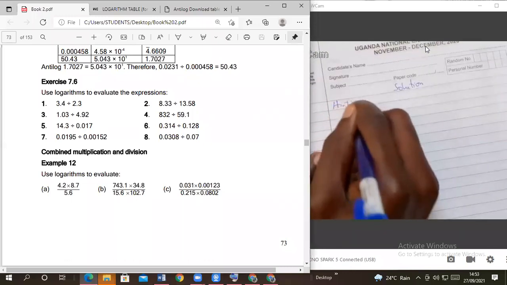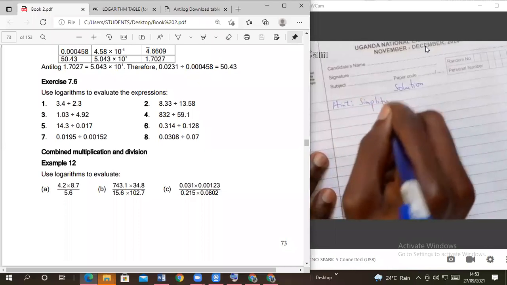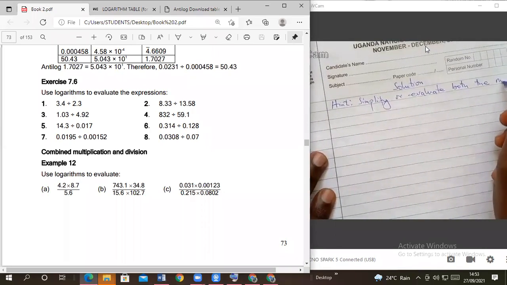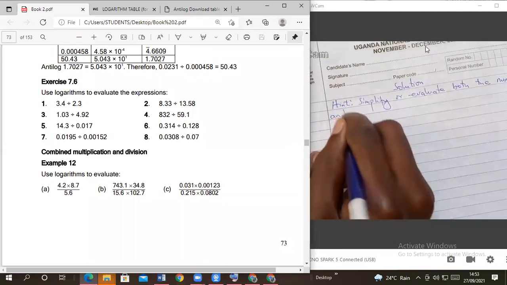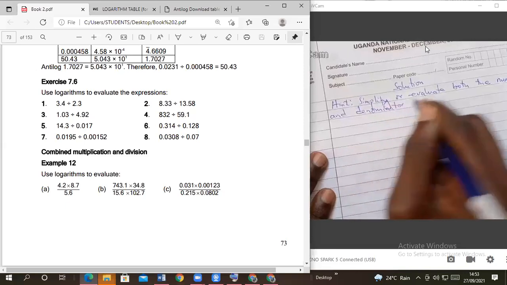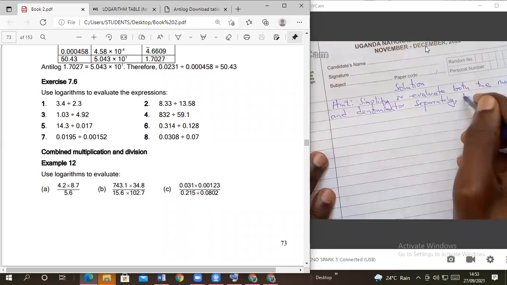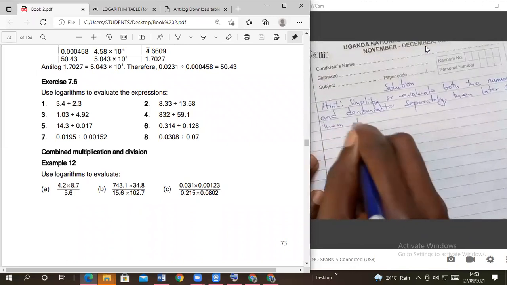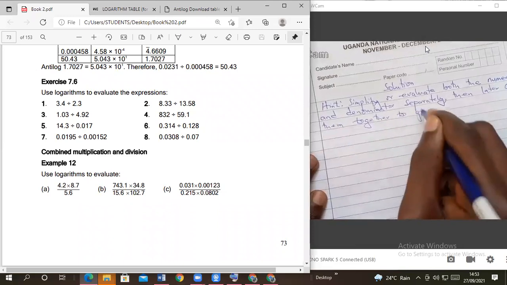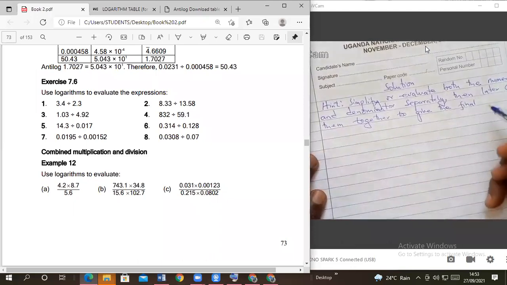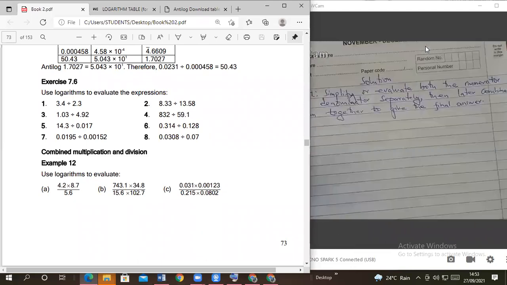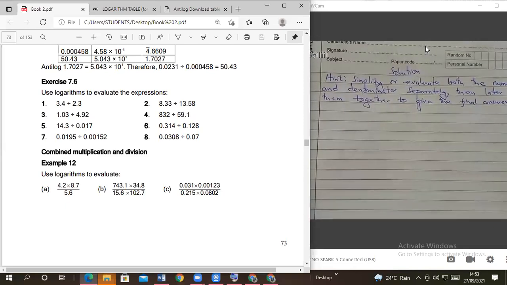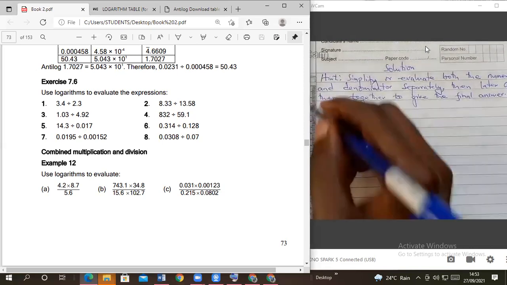Simplify or evaluate both the numerator and the denominator separately, then later combine them together to give the final answer. Good. So let's start with the numerator. So these procedures remain the same.